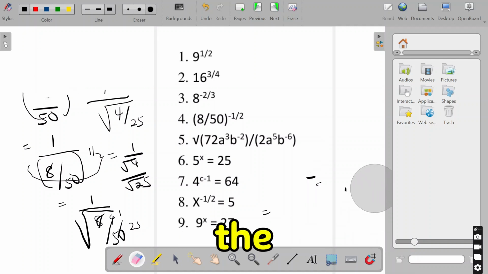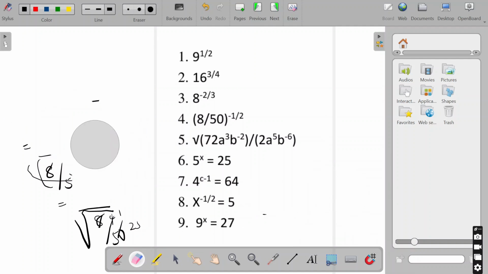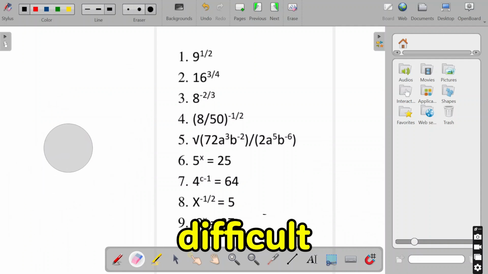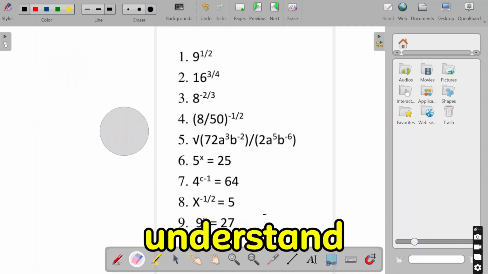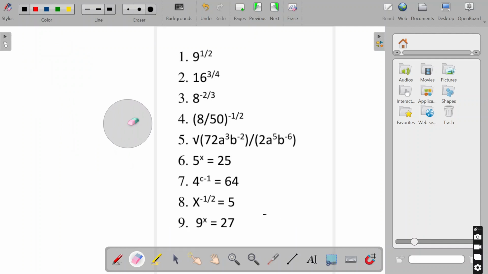So let's quickly go to the next one. You can see that math is fun. It's not difficult. It's just understanding. Once you understand the laws governing the equation, you won't have any problem.